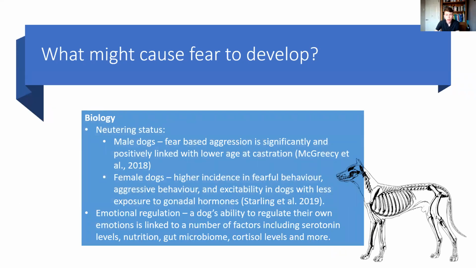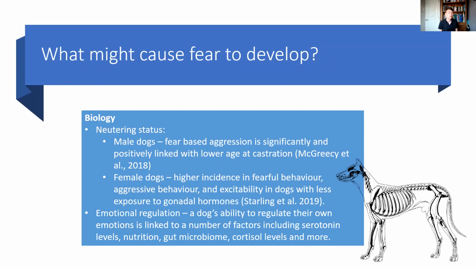And the final thing we're just going to look at today in terms of how things can influence whether aggression develops is a dog's biology. So one key thing to look at is the neutering status of dogs. In male dogs, fear-based aggression is actually significantly more likely to develop in dogs that were castrated at a younger age. So generally, if you've got a dog that's castrated very, very young, they're slightly more prone to developing fear-based aggression.